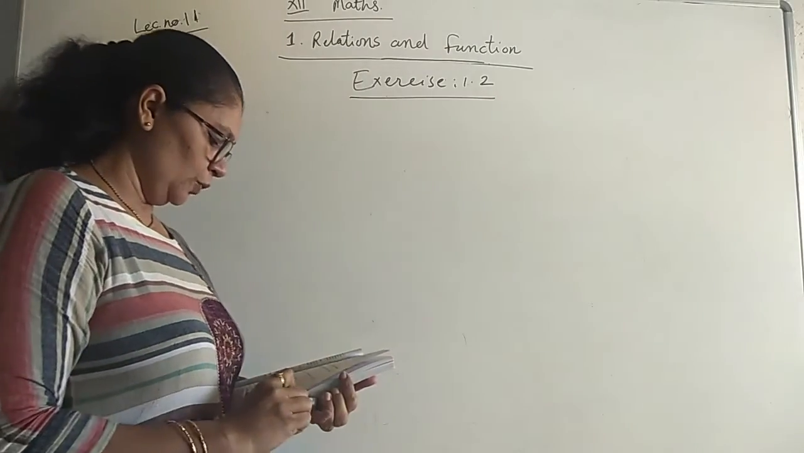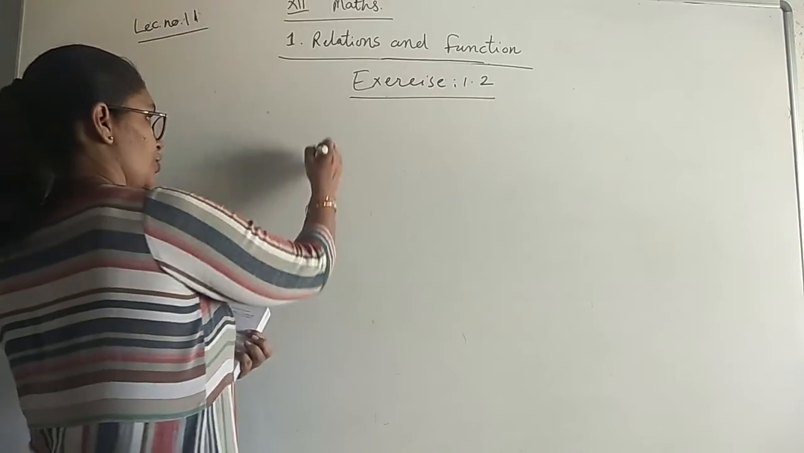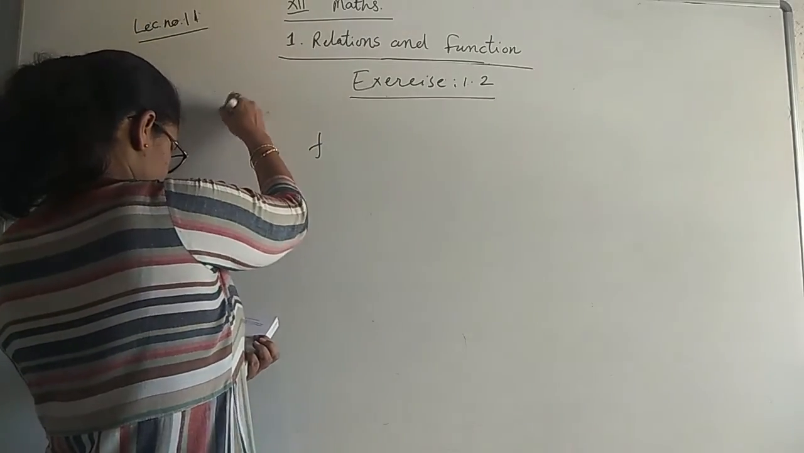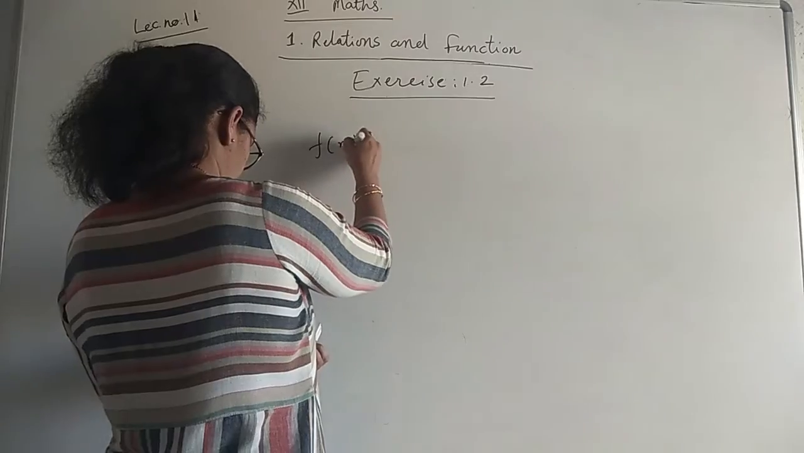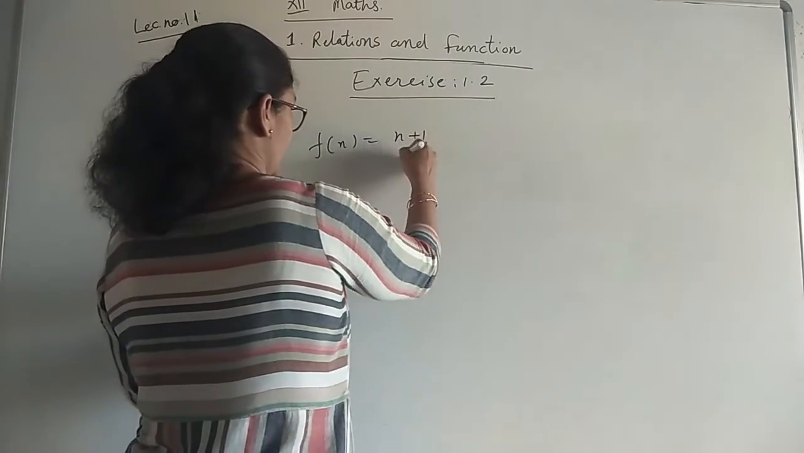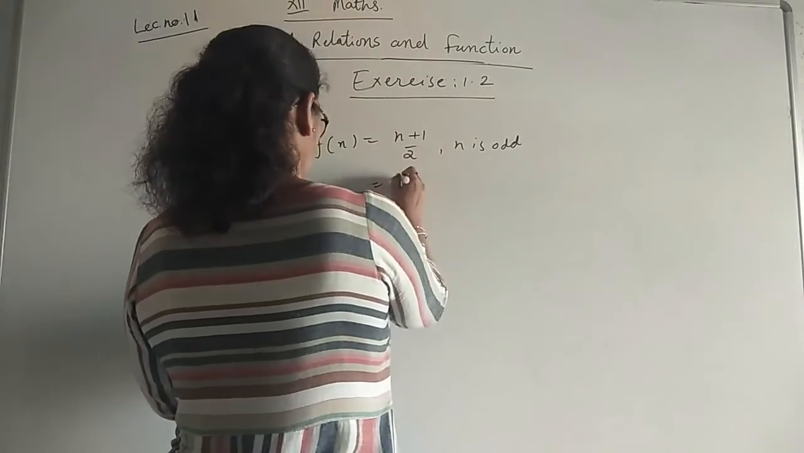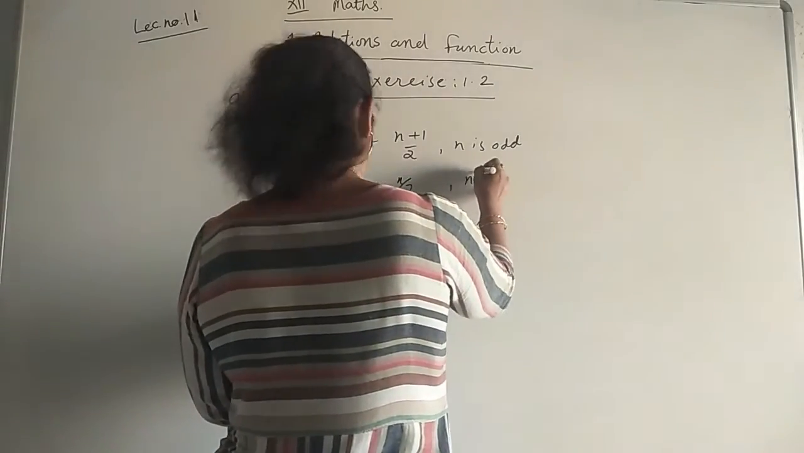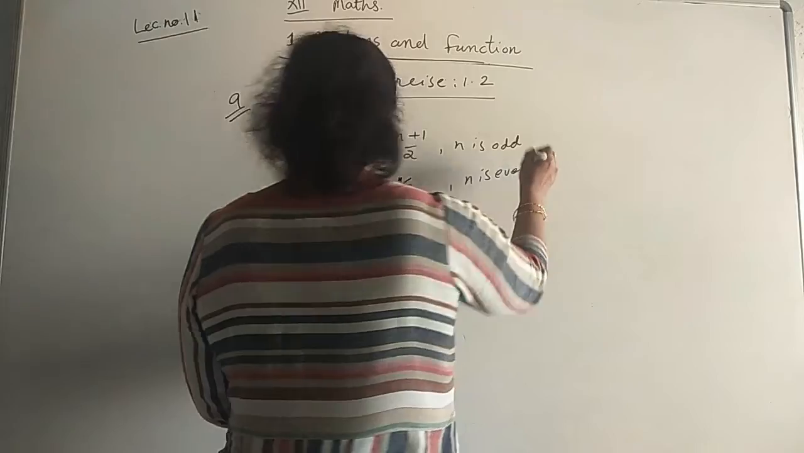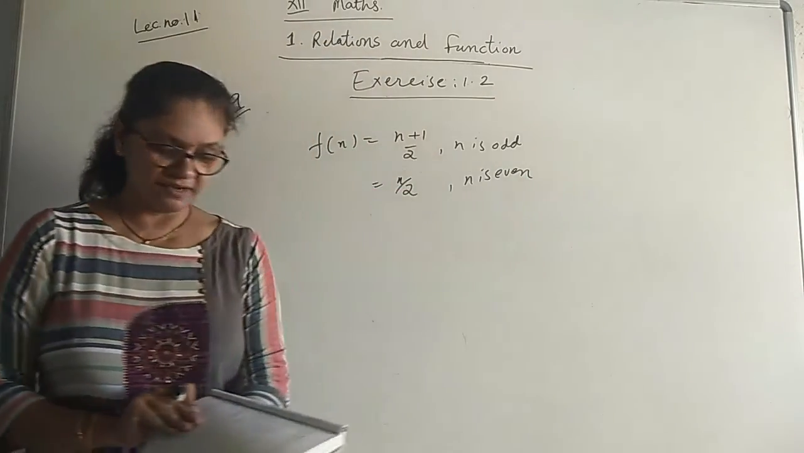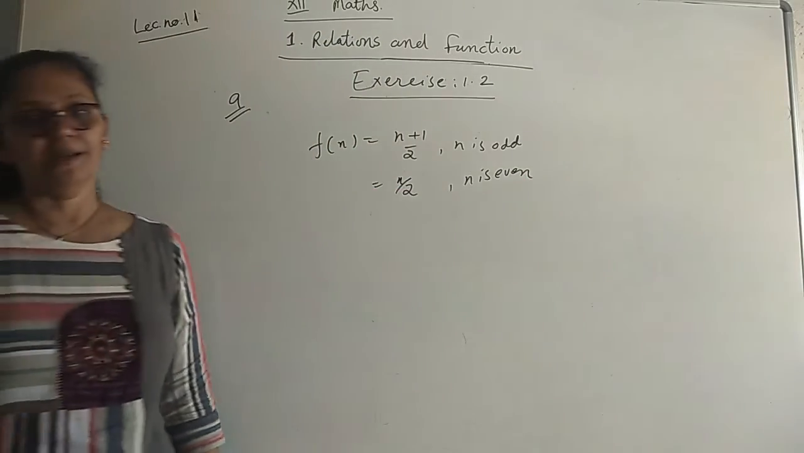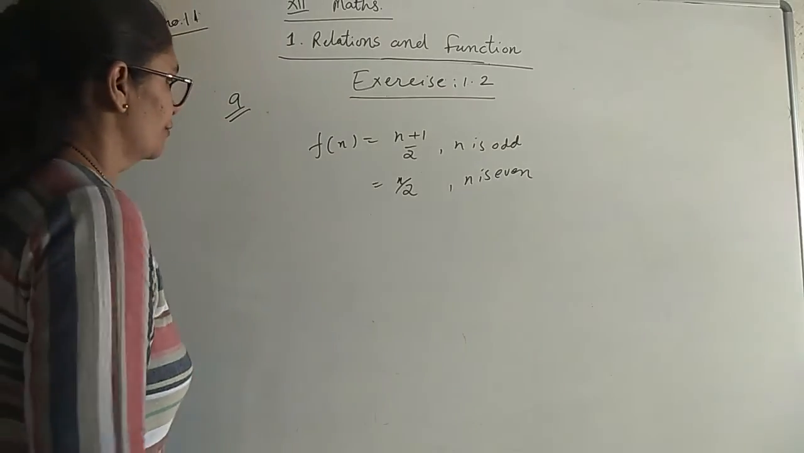Let f from N to N, the set of natural numbers, be given, and it is mentioned that f of n equal to (n plus 1) by 2 when n is odd, and equal to n by 2 when n is even. Now you have to show whether it is one-one or onto or not, and you have to give your justification for it.